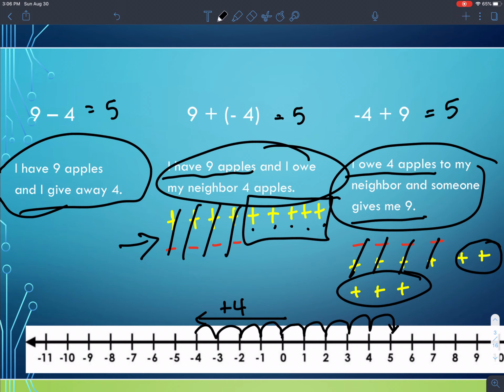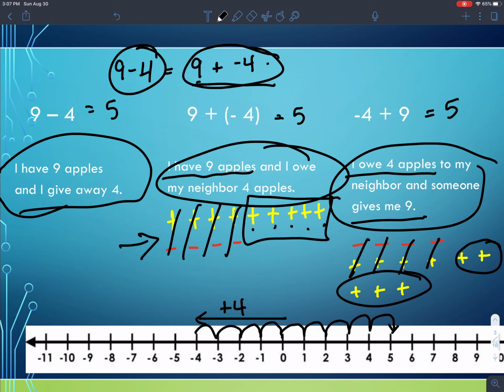So let's talk about what we're doing here. What we're saying is 9 minus 4 is the same as 9 plus a negative 4, because all you're saying is you have 9 and then a debt of 4 in some way, or you're giving 4 away. Now we've taken a subtraction problem and now we have an addition problem. We changed it from 9 minus 4 to 9 plus something, but that plus something is a negative 4. So we are adding a negative 4. That's the same as subtracting a 4.